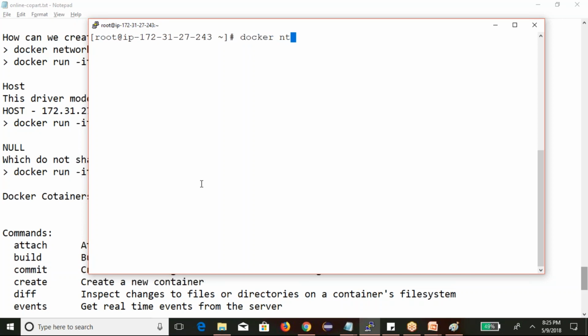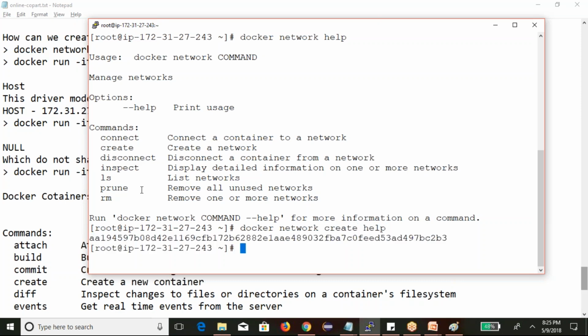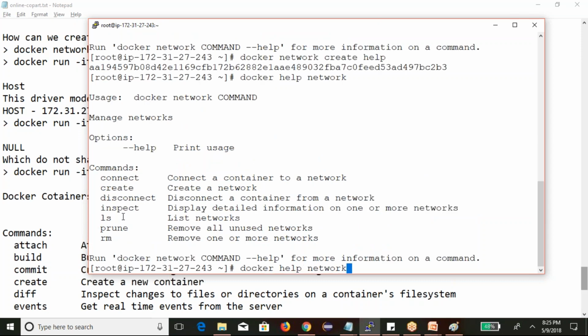So network create health network. Sorry, I created one more network by mistake. Just a second. Health network. Sorry, I'm writing the wrong dash help. No, Rajesh. Yeah, network create dash help.